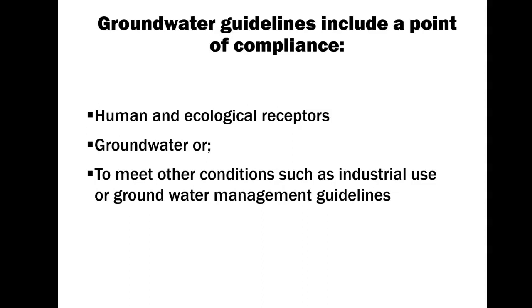Groundwater guidelines include a point of compliance, the spatial location in an aquifer where the groundwater quality guideline must be achieved to protect at one extreme. The compliance point could be established at the point of exposure, like drinking water. So, what we're looking for is human and ecological receptors where the groundwater quality will go, and to meet other conditions such as industrial use or groundwater management guidelines.